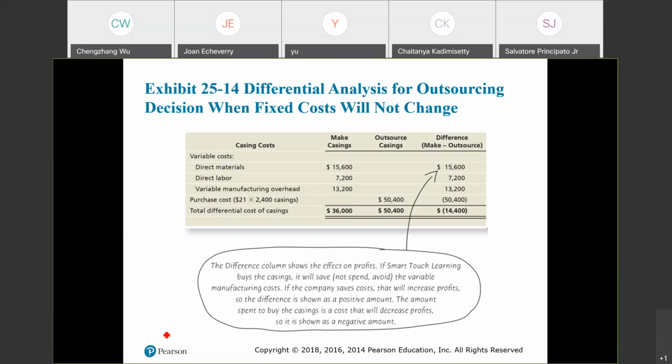or that is $15 per casing. So that is this number divided by 2,400 units. That is $15 per unit.